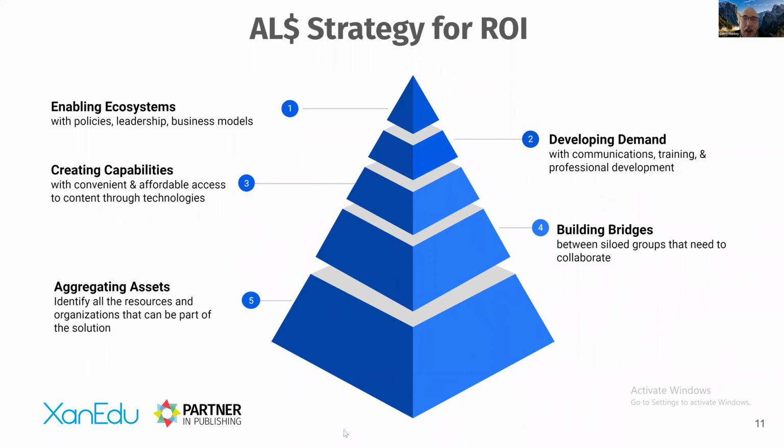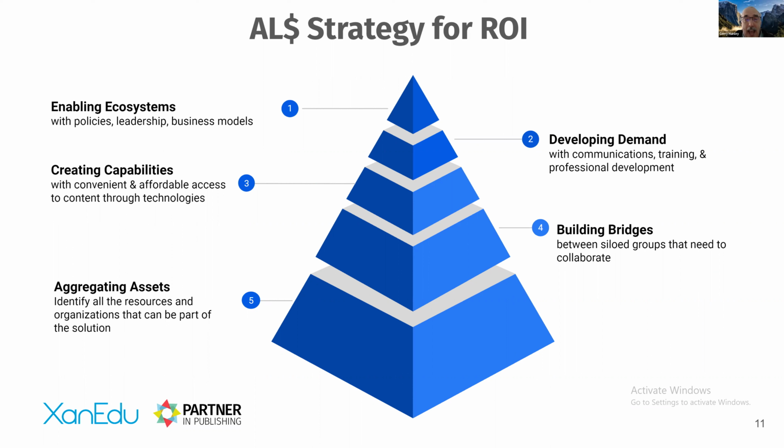So now, how do we really achieve that outcome? And when we say it takes an institutional strategy, it takes partnerships to make this happen. So here's a little framework for you to think about. And this is what we've been using. It's the ABCs of affordable learning solution strategy.